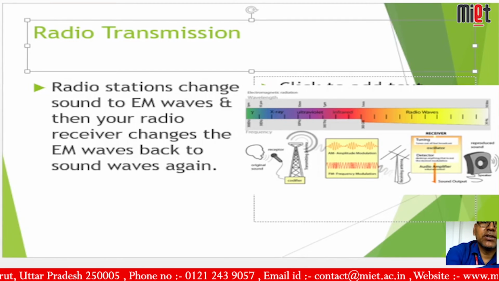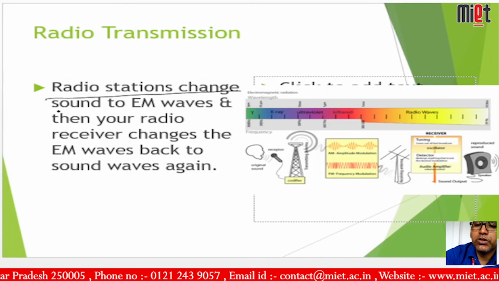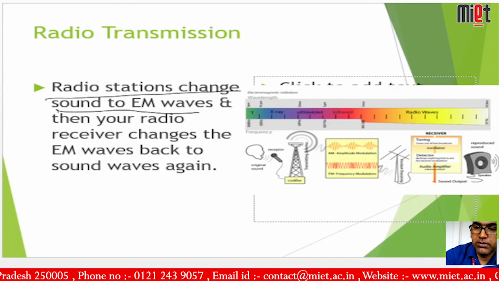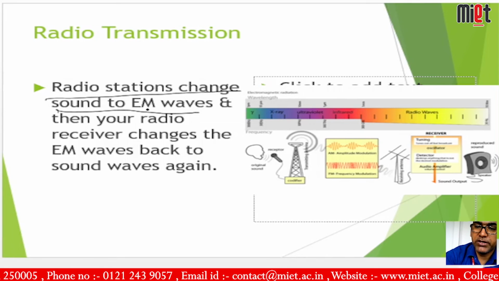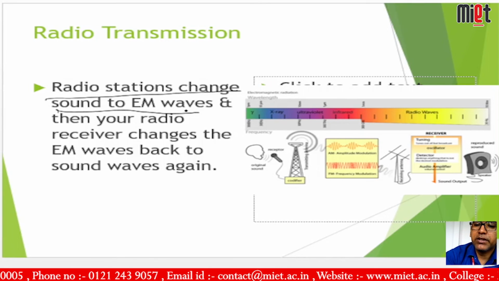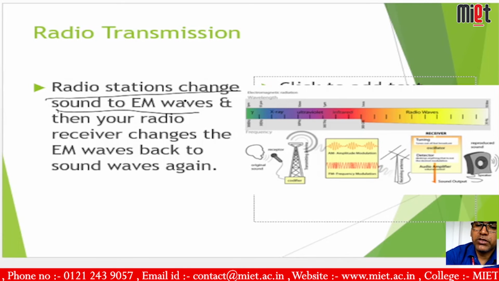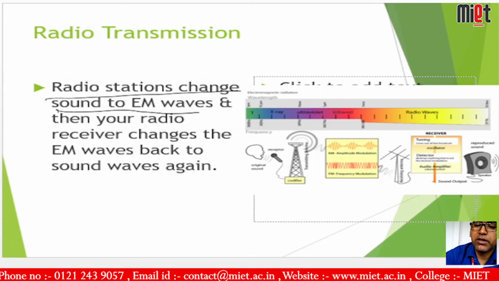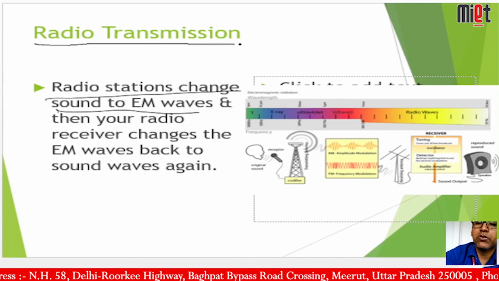Now radio transmission. In radio transmission, radio stations change sound to electromagnetic waves. At radio stations, the sound wave will be converted into electromagnetic waves, and then it will be transmitted into space. At the receiver end, those electromagnetic waves will be converted again into the sound wave. So this phenomenon takes place in radio transmission.